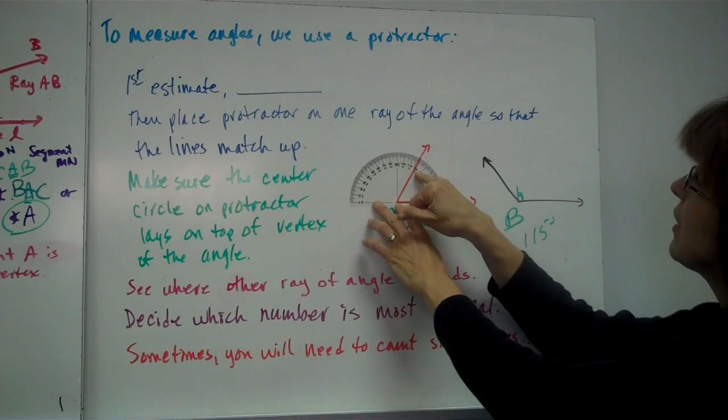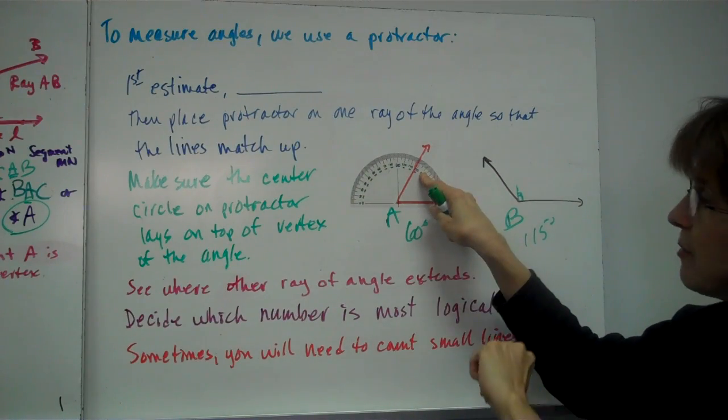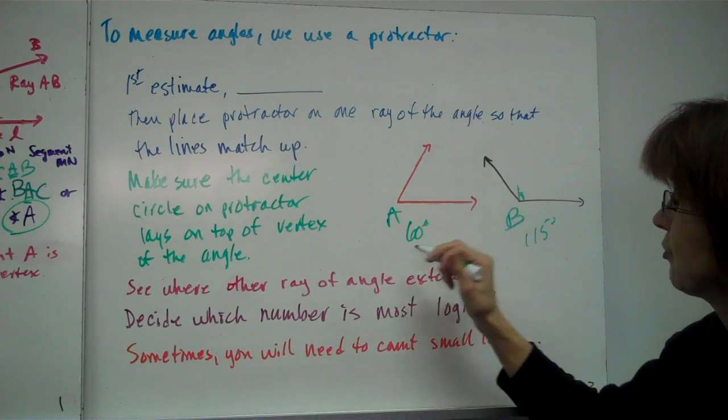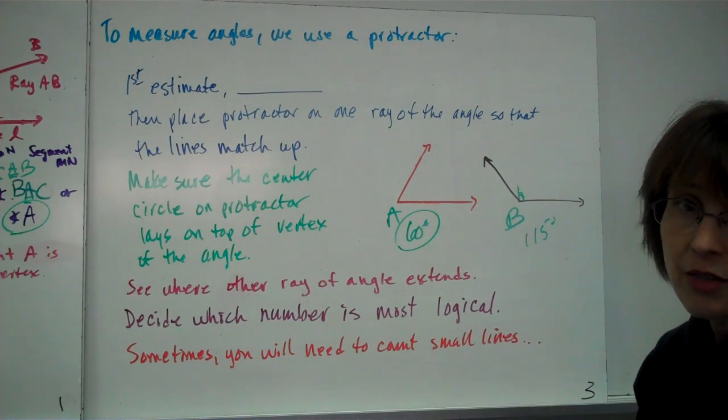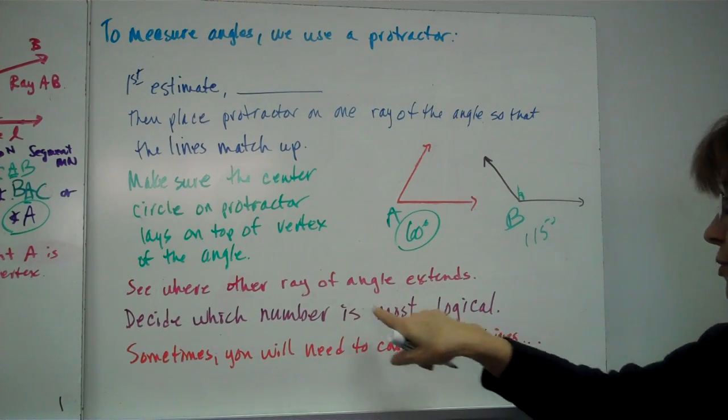And I have two choices. Here it's about 120 or 60. Well, that's where my estimation comes in handy, because I know it can't be 120. So actually I got this pretty right. It looks like it's about 60 degrees on the protractor. Okay? So that's what you basically do.